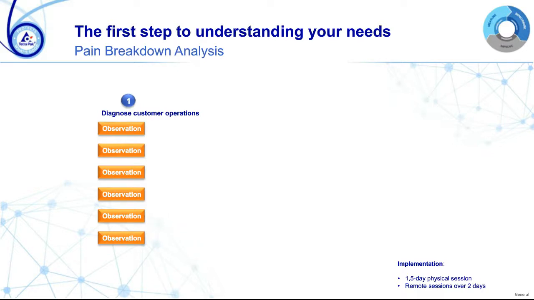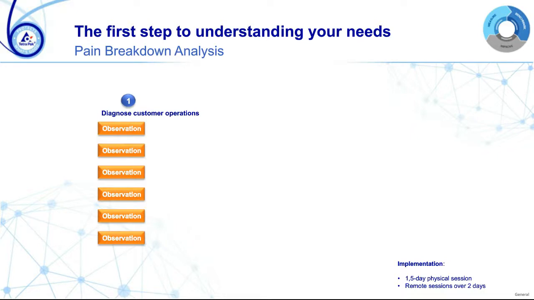Participants of this workshop, as we mentioned, are the key stakeholders in your organization. Key functions such as planning, production, maintenance, quality, and supply chain can participate with 2 to 3 members per each department. The workshop follows a 5-step approach, or a 5-step process, let's say.